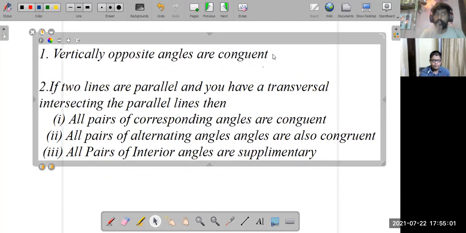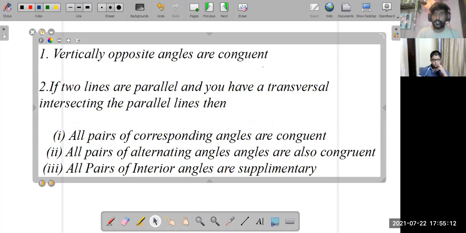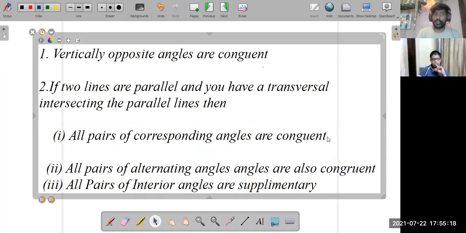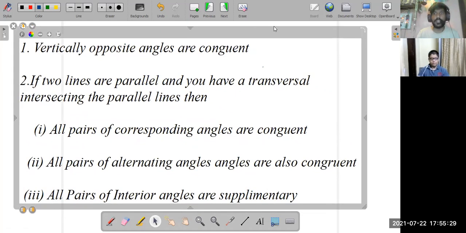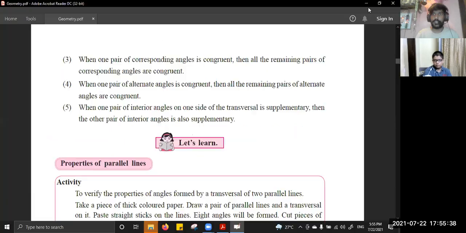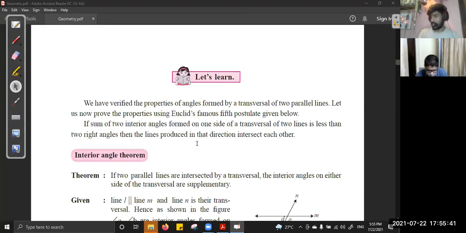So first point, always vertically opposite angles are congruent. Second point, if two lines are parallel and you have a transversal intersecting the parallel lines, then under that first theorem, all pairs of corresponding angles are congruent, all pairs of alternate angles are congruent, and all pairs of interior angles are supplementary. So these points you have to keep in mind while we are solving the sum. Is that clear? Yes, sir. So I'll solve the first sum and show it to you from the text exercise.